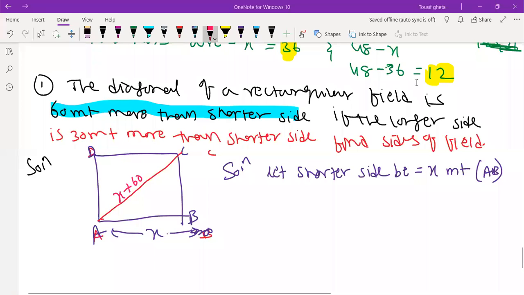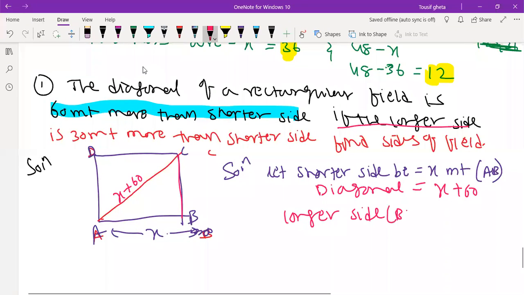Now listen, everybody. The diagonal is 60 meter more than the shorter side. The shorter side is x. Then the longer side is 30 meter more. This is the longer side. The diagonal we will take as x plus 60, and the longer side, nothing but BC according to us, is 30 meter more, so x plus 30.